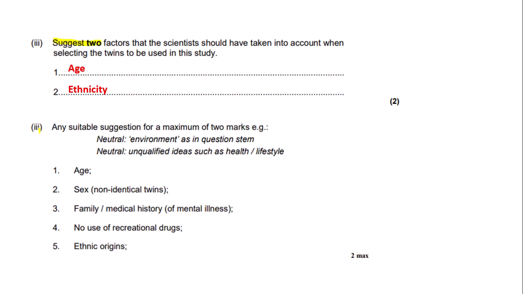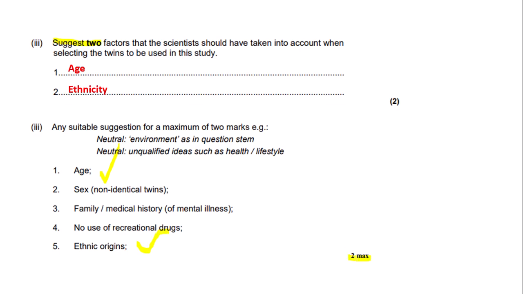If we look at the mark scheme, it says here any suitable suggestions for a maximum of 2 marks. So here are a range of points that you could have written. Age, we put this, so we will get 1 mark. Sex of non-identical twins, as obviously identical twins will be of the same sex as they are genetically identical. Family or medical history of mental illness, as obviously if someone in their family has schizophrenia, then they might be more susceptible to it. Use of recreational drugs, as this may lead to a higher risk of schizophrenia, and also ethnic origins, so ethnicity. So we would get all 2 marks for the question.